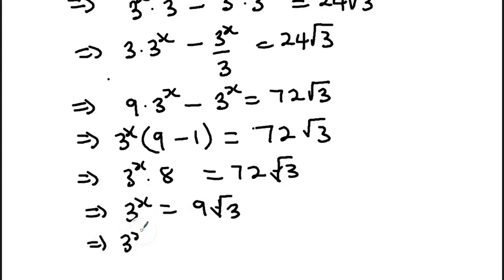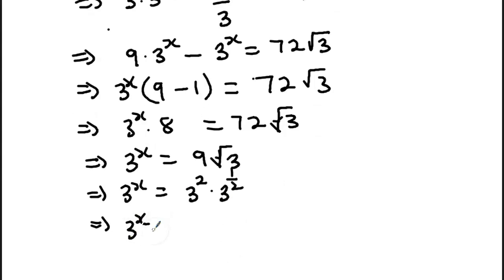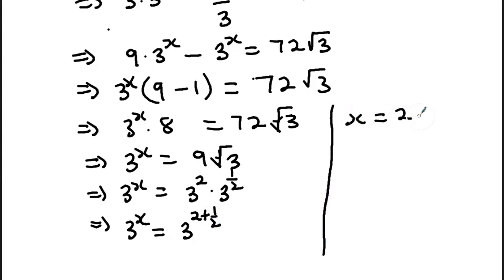So 3 raised to the power x, you can have 9 as 3 raised to the power 2 times root 3. With root 3, we can write it as 3 raised to the power 1 on 2. 3 raised to the power x is equal to 3 raised to the power 2 plus 1 on 2. So since the bases are the same, x is equal to 2 plus 1 on 2. So x will be 2 and half, or 5 on 2. But we want the simplified form like this.